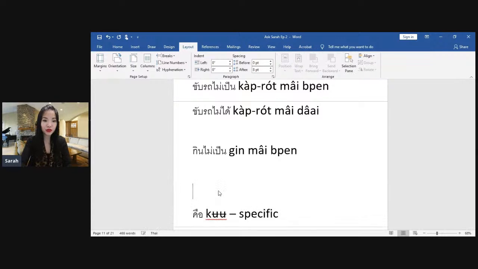Also, we use the word เป็น when in English it is "is" as in Thai.